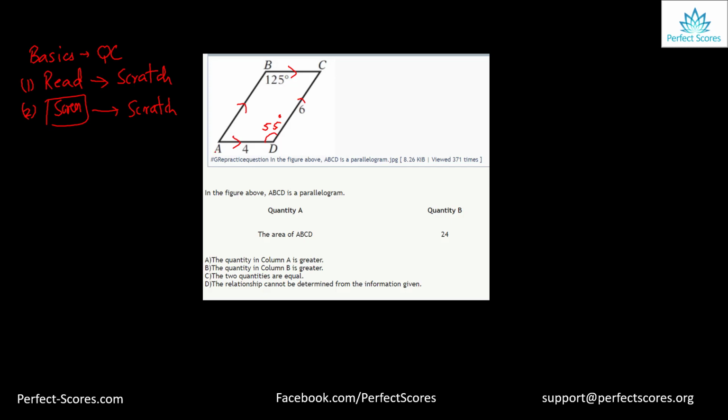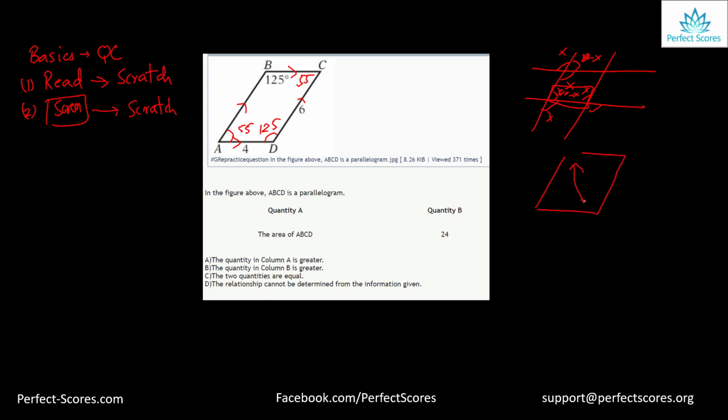Sorry, this is not 55. Let me erase that. This is 55 because the sum of adjacent angles is equal to 180 degrees and opposite angles are equal. This is a theory that we actually know. If the lines are parallel to each other, if this is angle X, this is angle 180 minus X, that means this is angle X. If this is angle X, that means this is 180 minus X, and the same can be done here. So the adjacent angles sum to 180, and the opposite angles are equal. In a parallelogram, these angles are equal to each other, while these angles sum to 180 degrees.